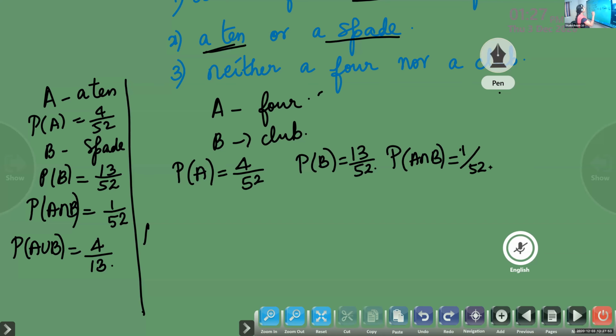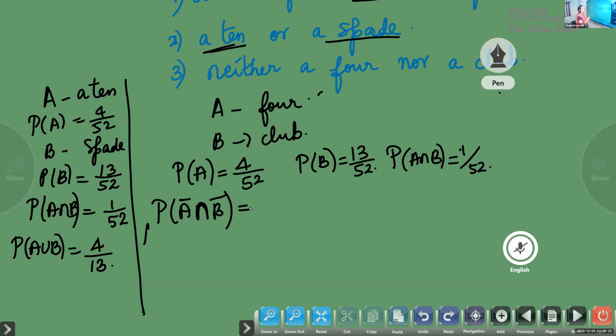Now what we want here is neither a 4 nor a club. So that means P of A bar intersection B bar. Is it clear? We want to find neither, which means not a club and not a 4. So we don't want both the events to happen. Both the events we don't want, so we are putting and. So P of A bar intersection B bar.